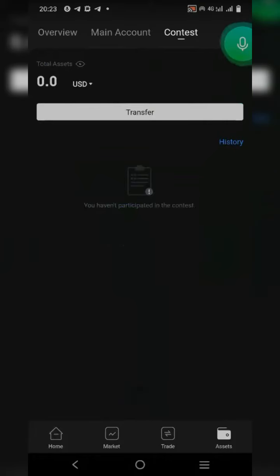There's a part called contest. These guys will be hosting contests from time to time where you enter. All the contests have rules, but sometimes it will be based on your volume, the volume of trade you have made, or the team you have joined.